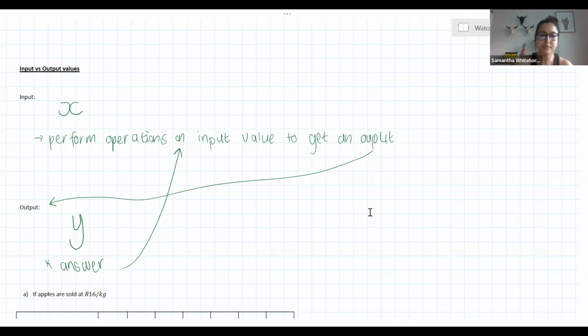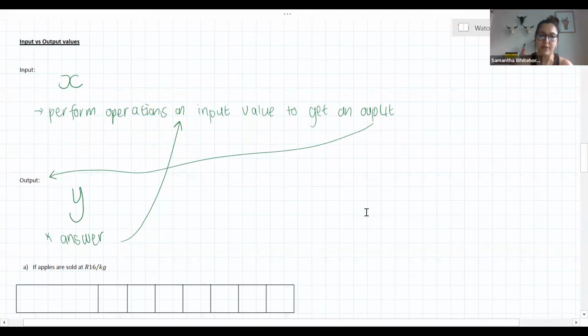Okay, so let's have a very general look at how input and output values work. So our first example here, we've got apples being sold at 16 Rand per kilogram. So let's just think about what that means. You can put your hand up or you can put it in the chat. How much would I pay if I bought 1 kilogram of apples? If apples are being sold at 16 Rand per kilogram, how much would I pay if I bought 1 kilogram?